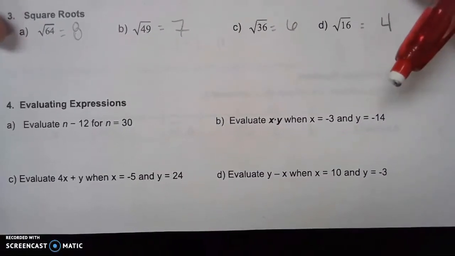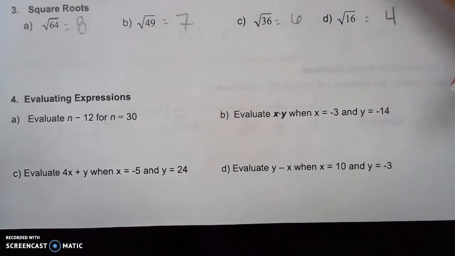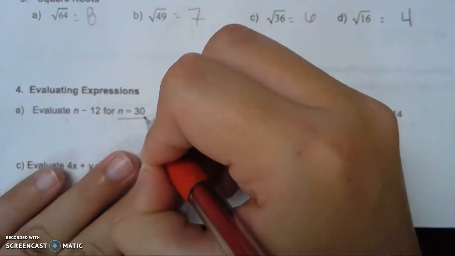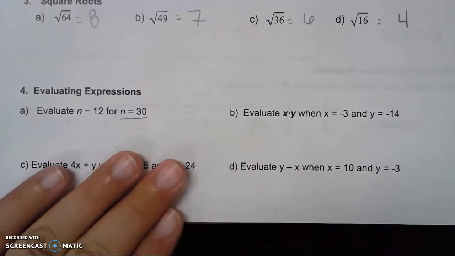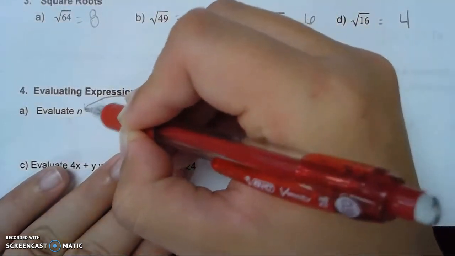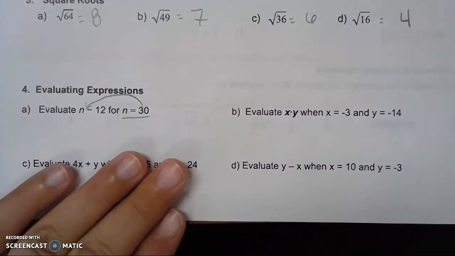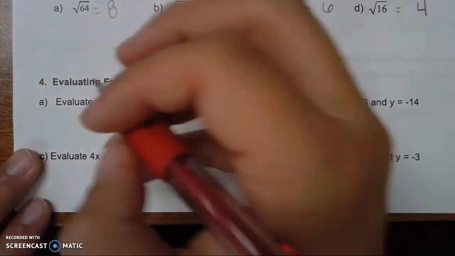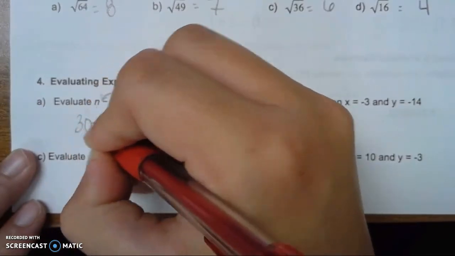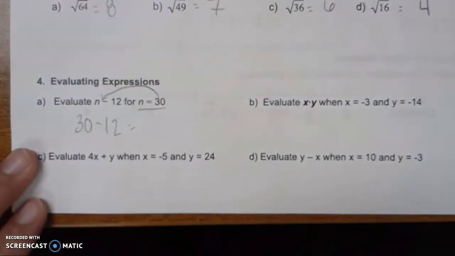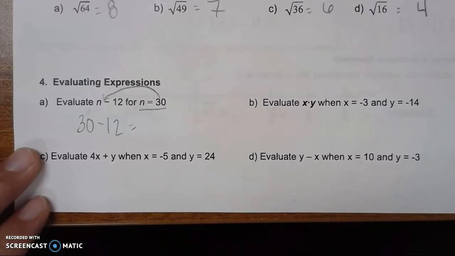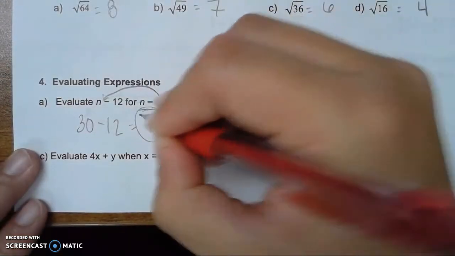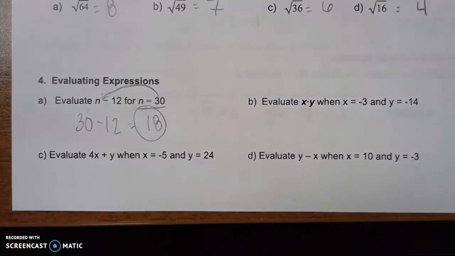Alright, evaluating expressions. So we are going to evaluate n minus 12 for n equals 30. So remember, this is when you're going to plug in the value of the variable into the variable in the expression, and then you're just going to rewrite the problem. So if I were to plug in 30 for n here, this will now be 30 minus 12. And then now all you have to do is just solve it. So then 30 minus 12 gives me 18. So my answer here is 18.